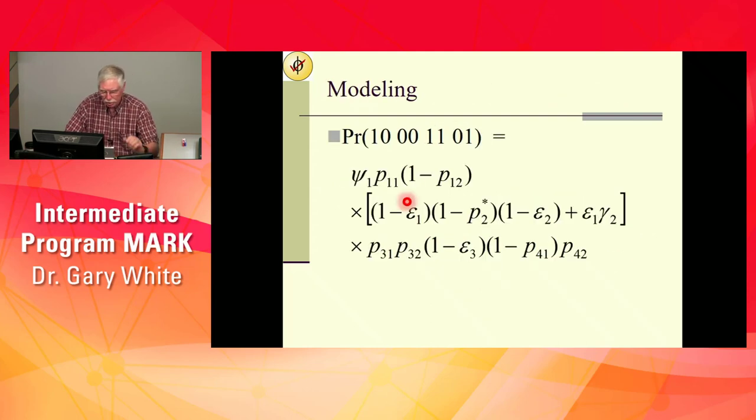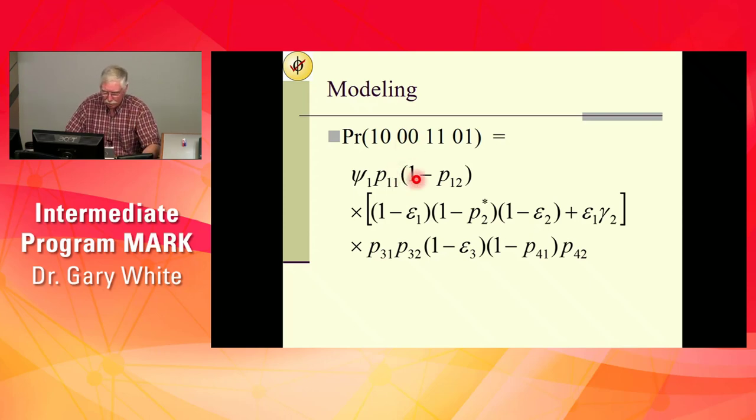So here's our encounter history. You can kind of get a feel for these parameters, the P stars. We know the site started off occupied because we detected it the first year. So we got a psi 1, and we got our P11 because it was detected, and it's not detected at 12. So that's what that zero is. So there's our P11, 1 minus P12. That explains that 10.